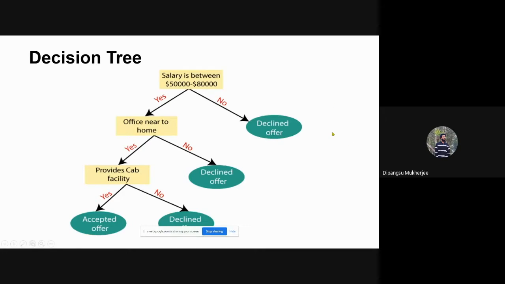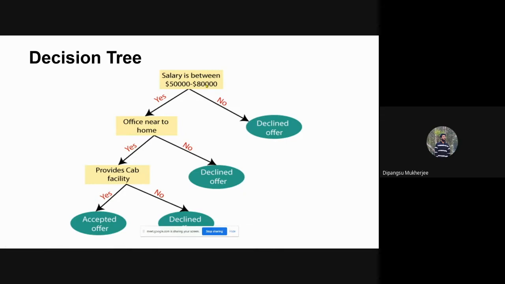Suppose you are going to attend an interview, and the interviewer asks you some questions, and based on those questions you decide whether you take the job, yes or no. This is called the decision tree. This node is called the root node, and this is called the leaf node. Let's check with this example how the decision tree works. Suppose the HR team or interviewer offers you a salary between 50,000 and 80,000.